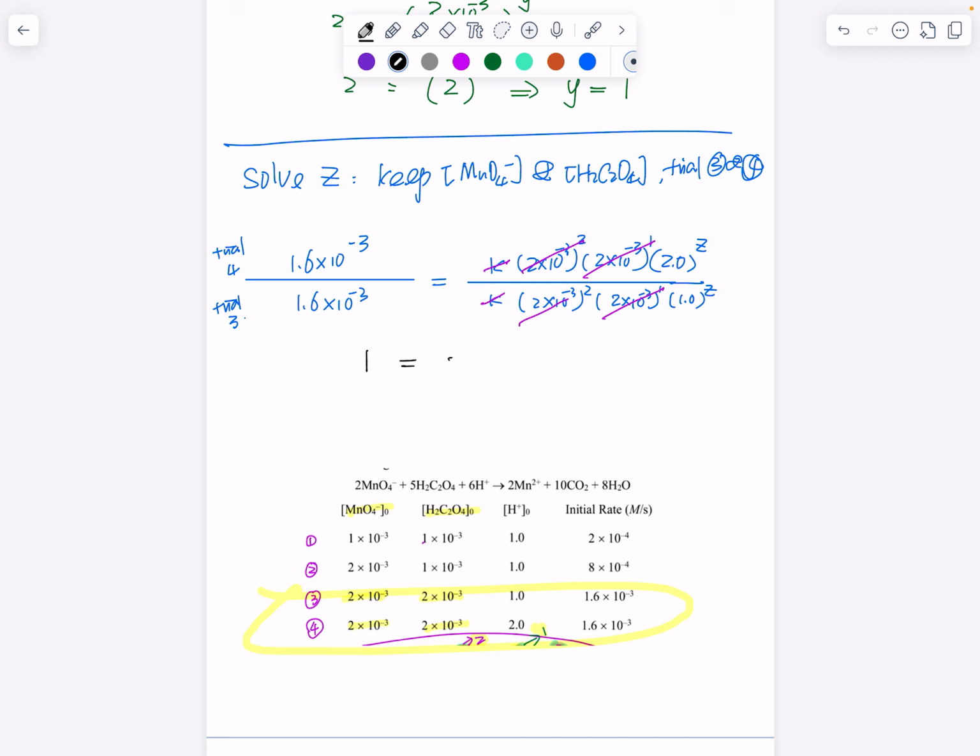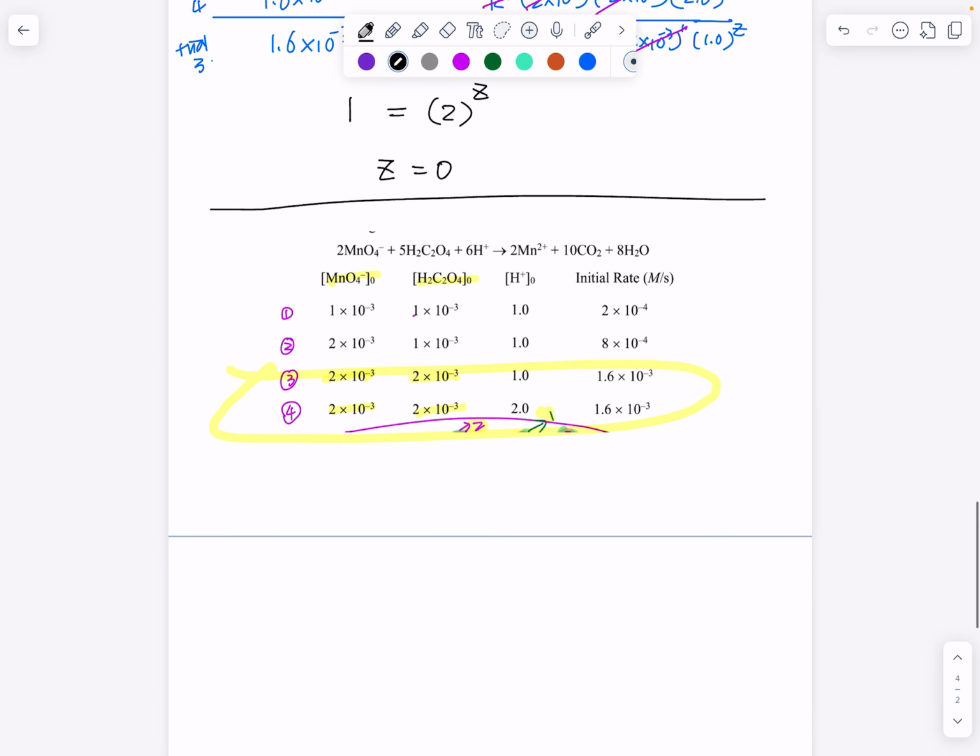On the right side, we have 2 raised to the power of z. This is another easy math. We know any number raised to a certain power, we need the result equals to 1, so this power needs to equal 0. So now we find out z equals 0. At this point, we can rewrite our rate law because we found out a lot of information.